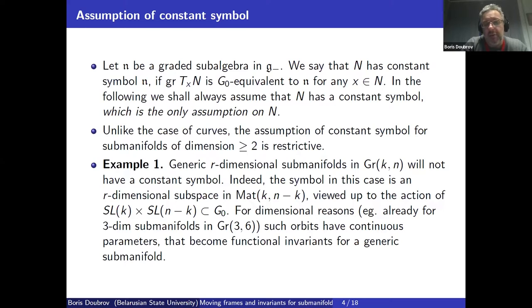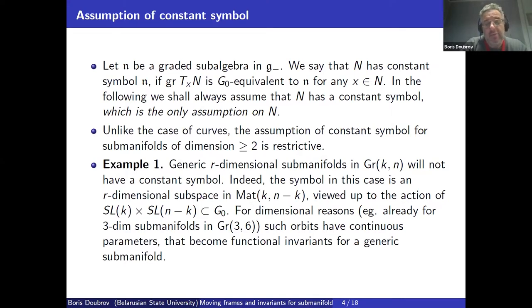But it is clear for dimensional reasons that such an action of G zero on subspaces in matrices will have orbits with continuous parameters. For example, the very first example I picked was three-dimensional submanifolds in the Grassmann variety of 3-6. An elementary count shows that the tangent space to the Grassmann variety will be nine-dimensional, so it will be 3x3 matrices. We will be looking for three-dimensional subspaces in the space of 3x3 matrices, arbitrary subspaces. So it will be of dimension 3 times 6, 18, while the group acting will be SL3 times SL3, 8 plus 8, only 16.